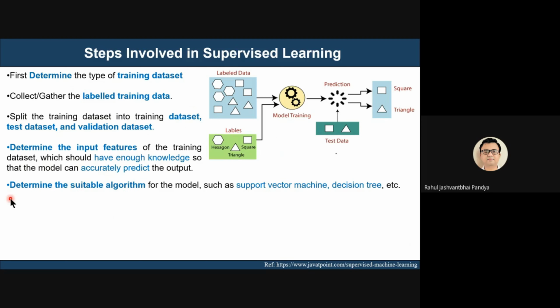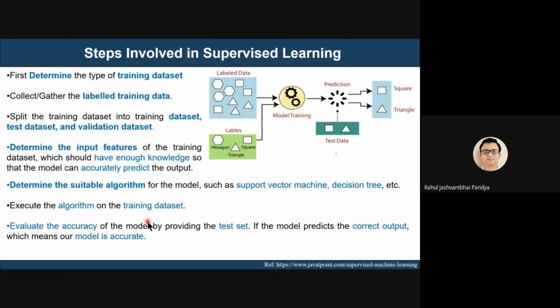Determine the suitable algorithm for the model. That means, let's say, what we are going to use here, such as support vector machine, decision tree, random forest, etc. Once the algorithm is identified, we can execute the algorithm on the training data set, and we have to evaluate the accuracy of the model by providing the test data. Now, if the accuracy is 95% or 98%, that's a good accuracy. Out of 100, 98% of the time, it's going to predict the outcome correctly, which means my model is accurate.